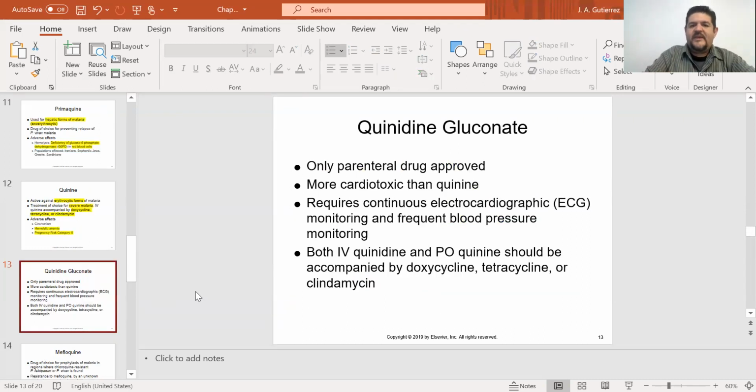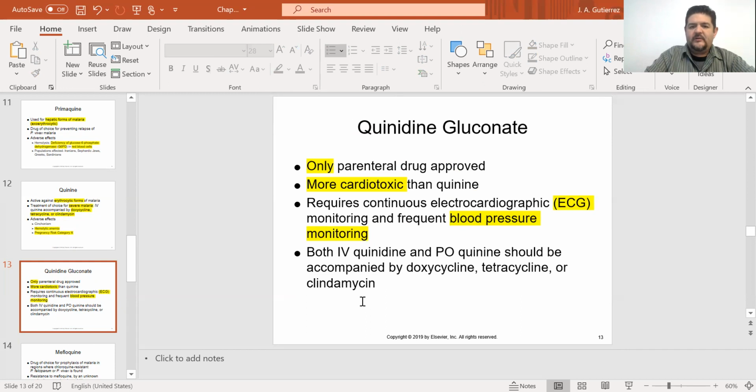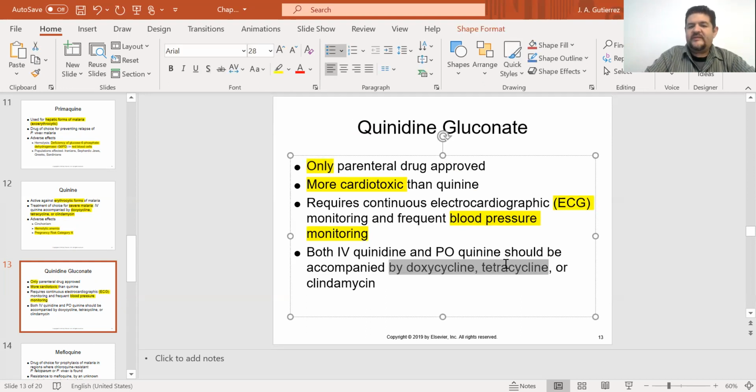Quinidine gluconate, this is the PO presentation of quinidine. The highlight, unfortunately, is that it is cardiotoxic. It's going to produce arrhythmias. So patients taking this presentation are going to be getting EKGs as follow-up and constant blood pressure monitoring. And just like the regular quinidine presentation that we mentioned, quinidine gluconate is advised to be given with tetracyclines and clindamycin.